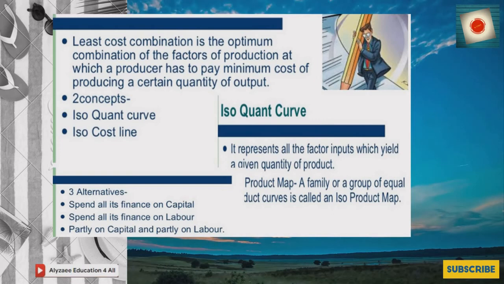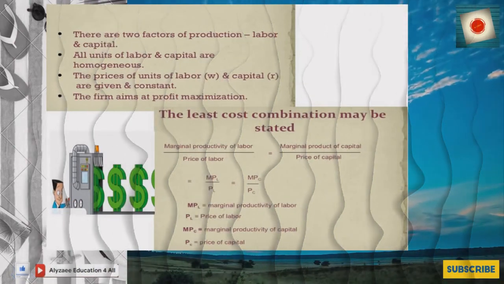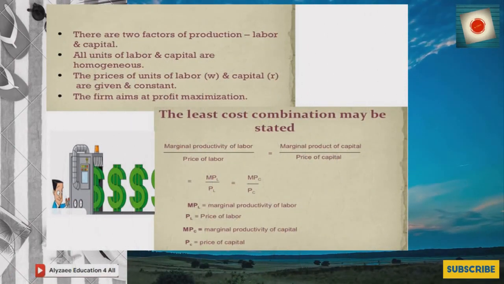So there are three alternatives: spend all its finance on capital, spend all its finance on labor, and the third one is partly on capital, partly on labor. The assumptions of least cost combination: there are two factors of production, one is labor and the other is capital. All units of labor and capital are constant. The prices of a unit of labor and capital are given and constant. And the last one is the firm aims at profit maximization.